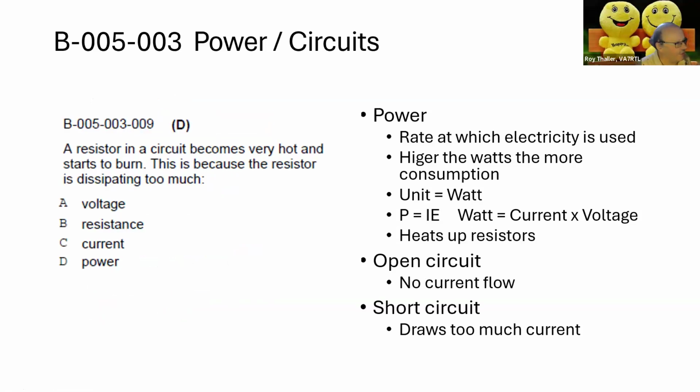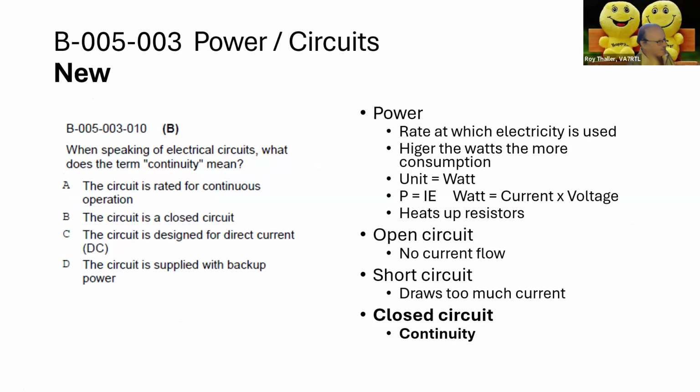A resistor in a circuit becomes very hot and starts to burn. This is because the resistor is dissipating too much power. So the resistor is underrated and becomes hot and could burn out.